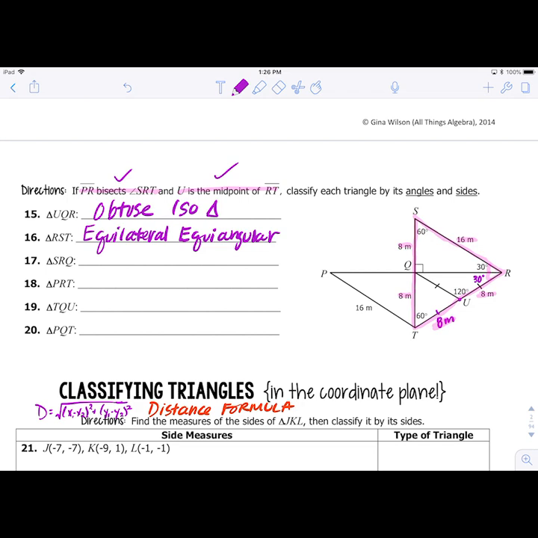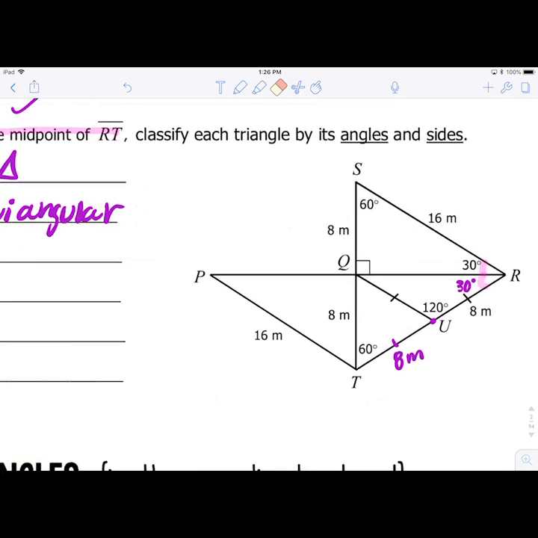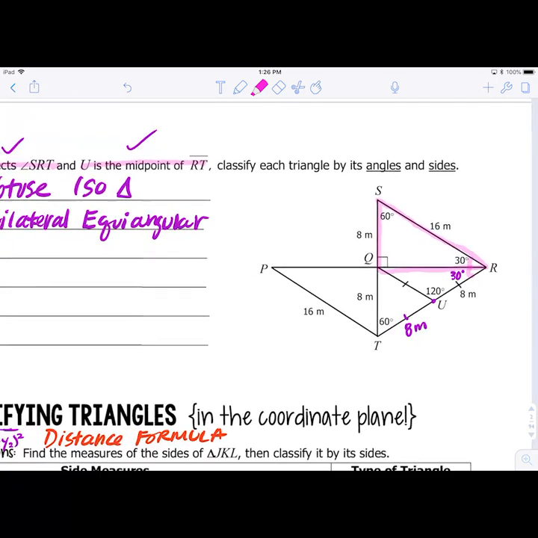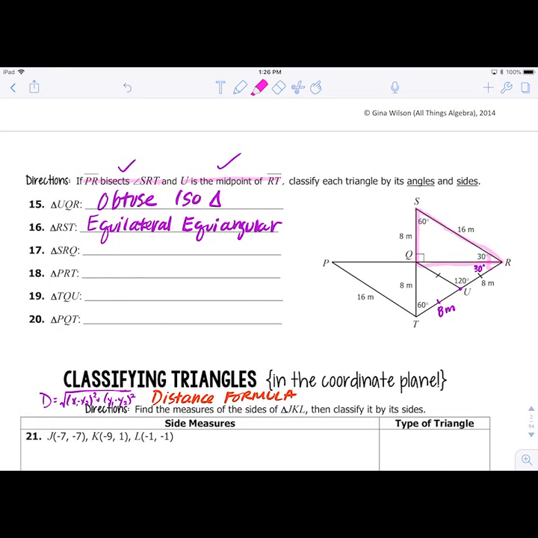All right. Triangle SRQ. Let's look at triangle SRQ. Hopefully you can see right off the bat, there's that 90 degrees we got right there. We have no knowledge of side QR, but we do know that SQ is 8, SR is 16. So we know this is going to be a right scalene.